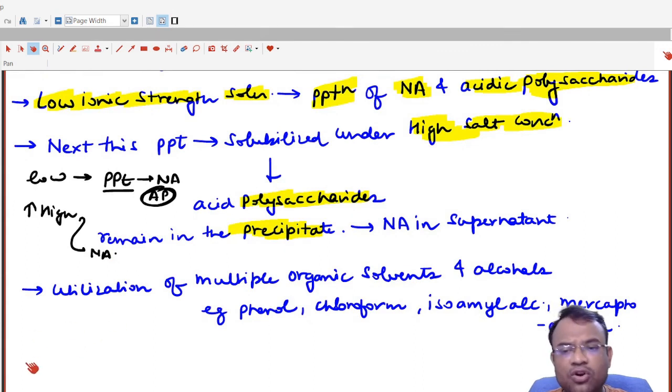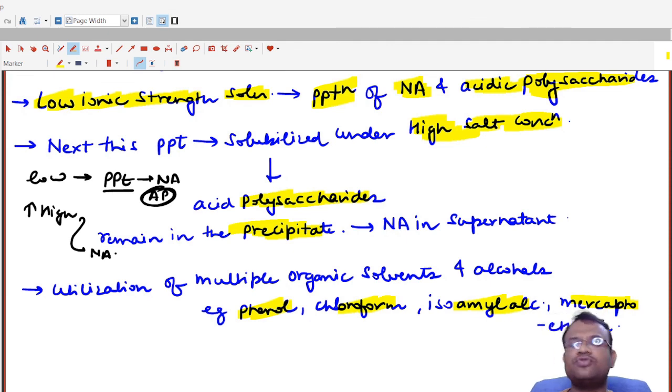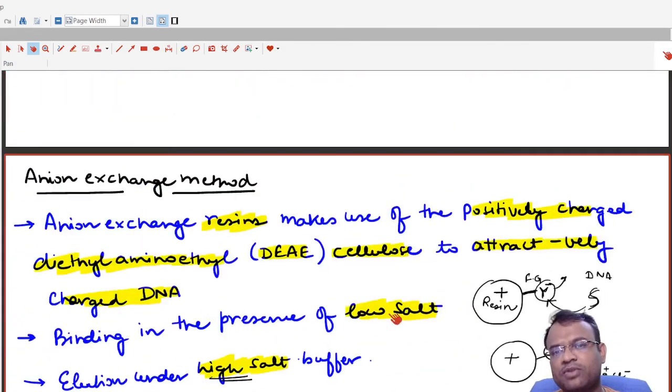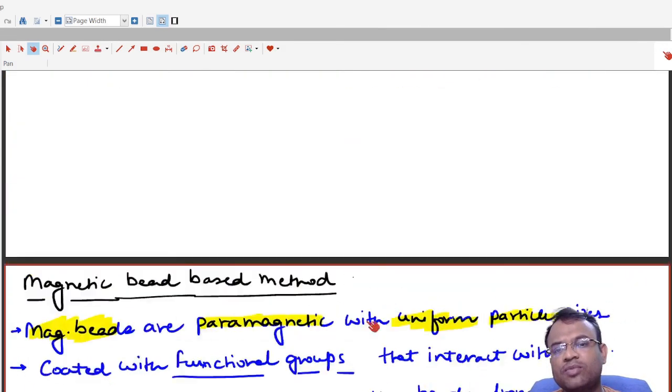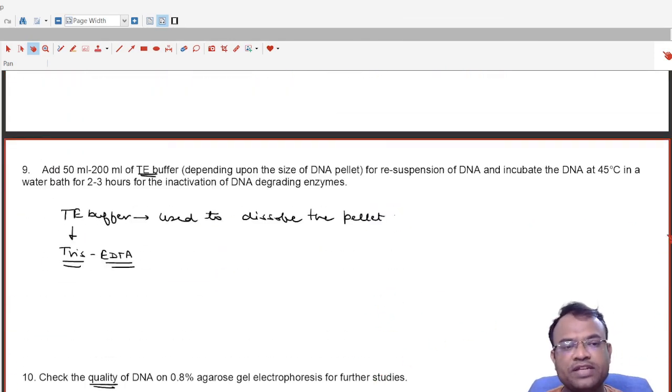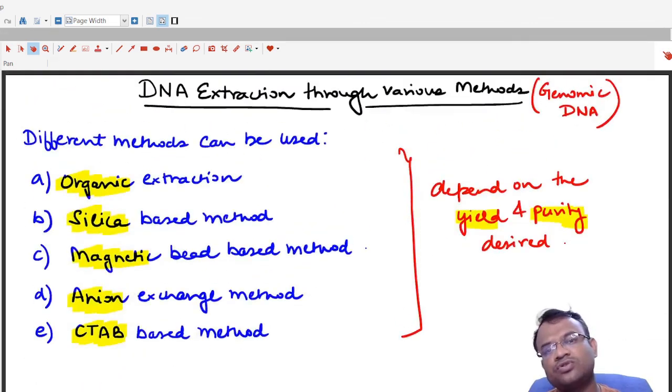Now there are also multiple solvents that are utilized in the CTAB method. You use phenol, chloroform, isoamyl alcohol, mercaptoethanol, and so on and so forth. So these are the solvents required in this CTAB method. We have talked about CTAB, anion exchange, magnetic bead, silica based method, and organic extraction method also we have talked about. So these were all the DNA extraction protocols or methods. I believe you would have understood this pretty well.